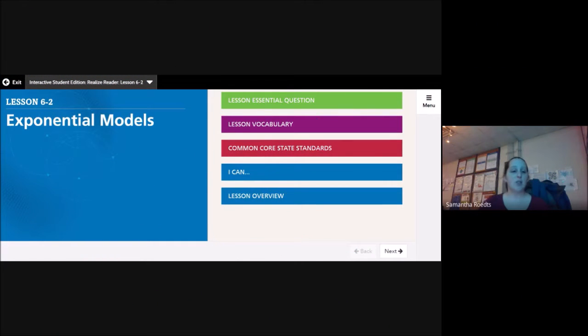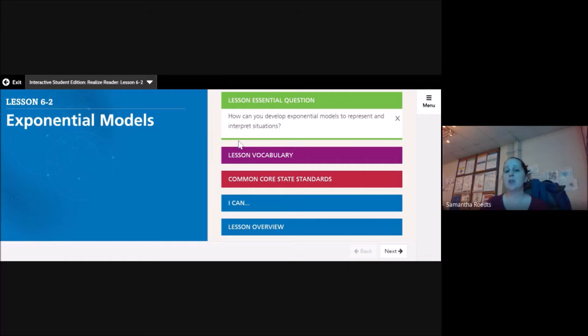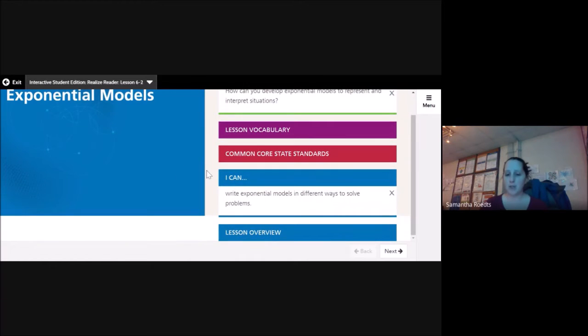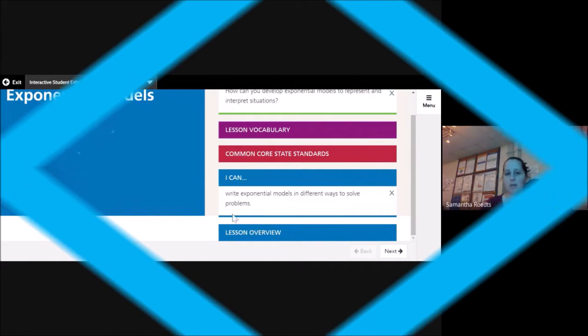Unit 6, Lesson 2 is on exponential models. So our lesson essential question is, how can you develop exponential models to represent and interpret situations? At the end of this lesson, you'll be able to write exponential models in different ways to solve problems.